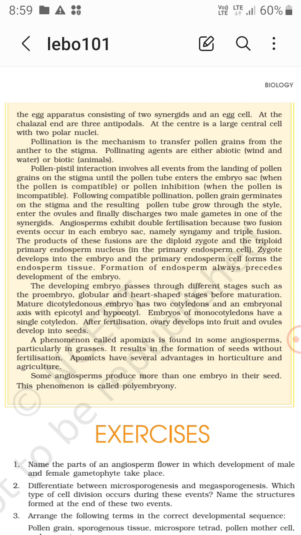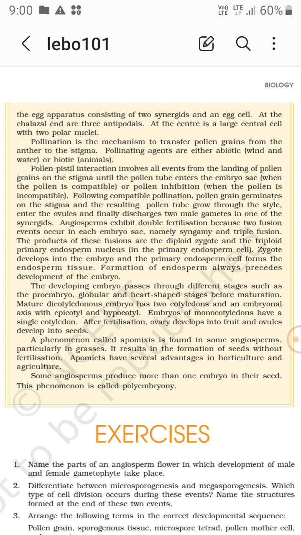The products of these fusions are the diploid zygote and the triploid primary endosperm nucleus in the primary endosperm cell. So the zygote develops into the embryo and the primary endosperm cell forms the endosperm tissue, right?